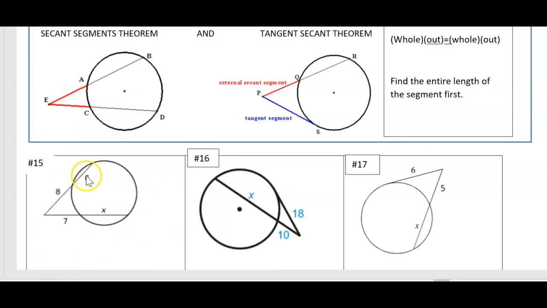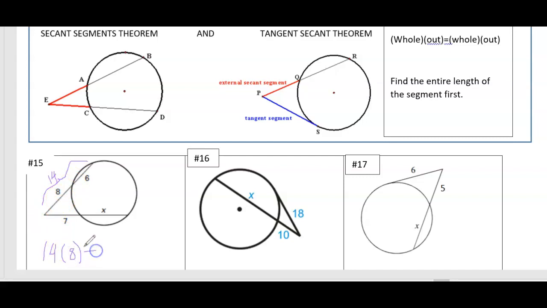Okay, we also did this one. Remember, if they're outside, it's whole times outside equals whole times outside. The whole thing right here, 8 plus 6, is 14. So 14 is the whole thing. I would put 14 times the piece sticking out. Out of that 14, 8 is outside. That's the external secant, so that's 8.